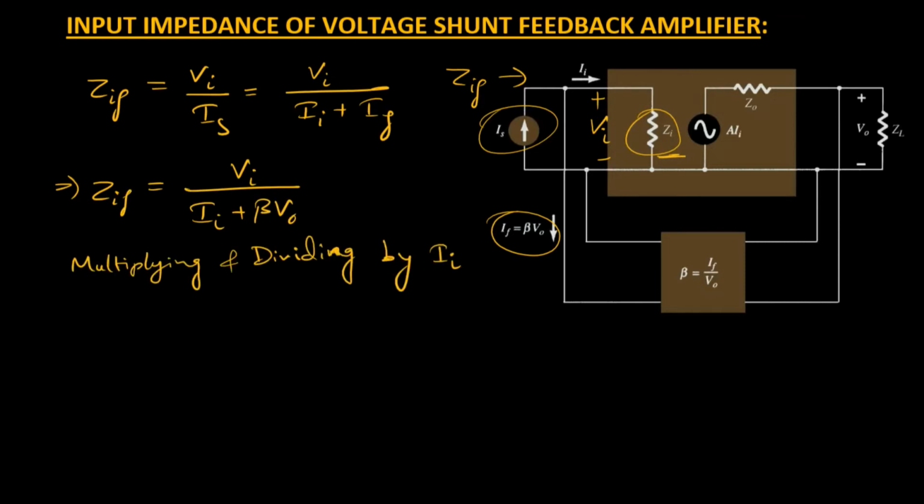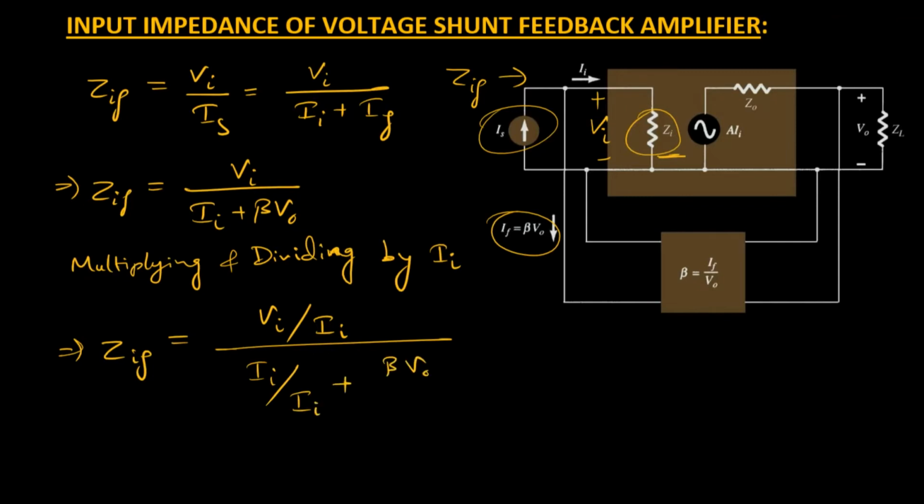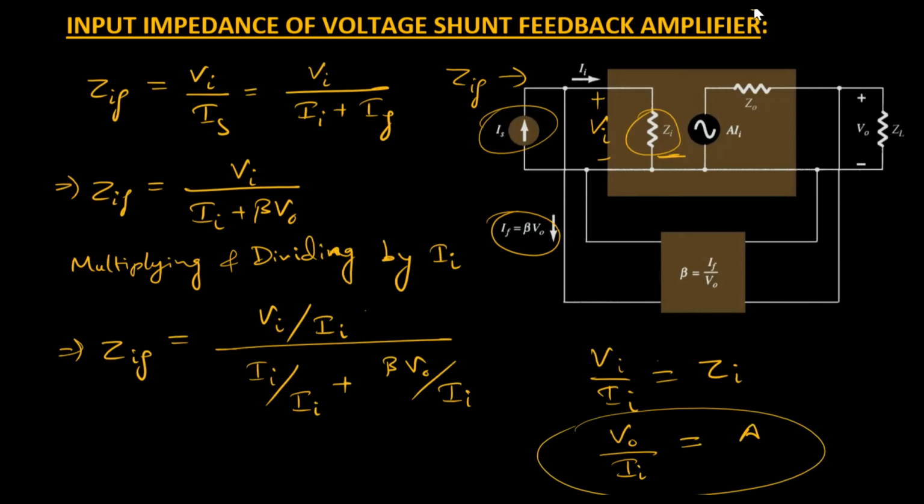Now let us multiply and divide by Ii. So Zif will become equal to Vi over Ii, in the denominator it will become Ii over Ii plus beta Vo over Ii. And we know that Vi over Ii is nothing but equal to Zi, right? Likewise, Vo over Ii is equal to A, the gain of the amplifier, right?